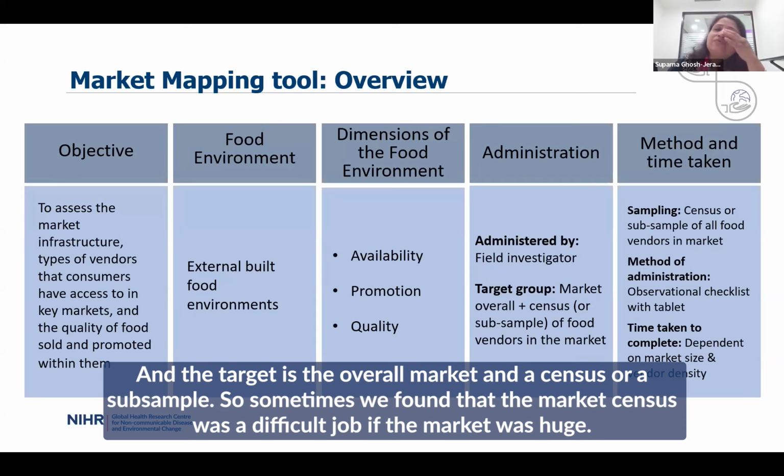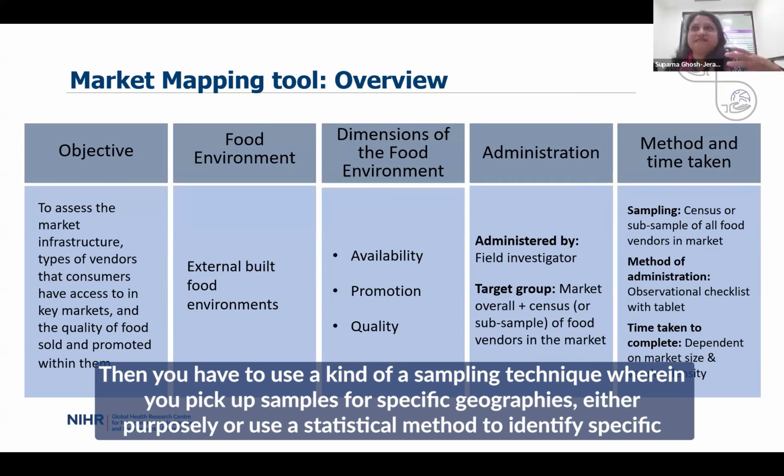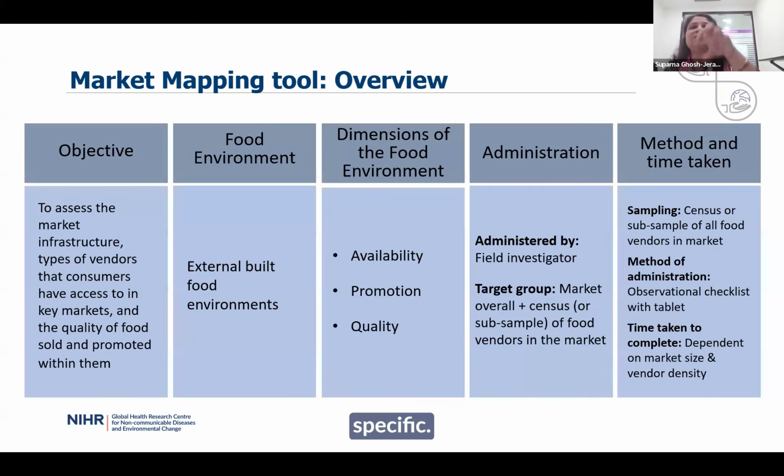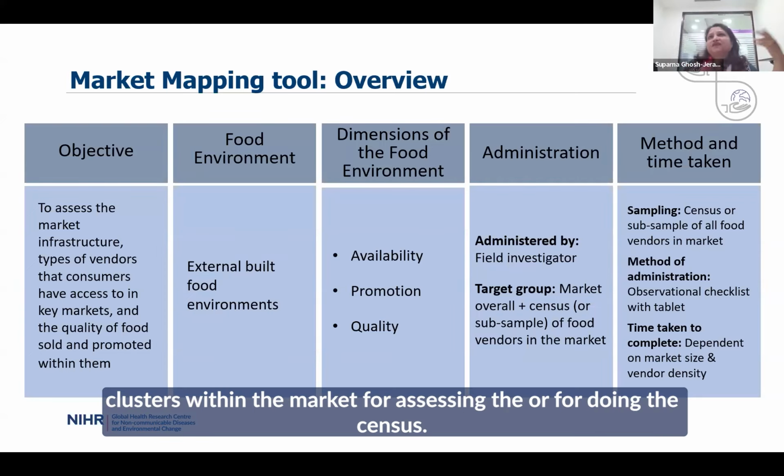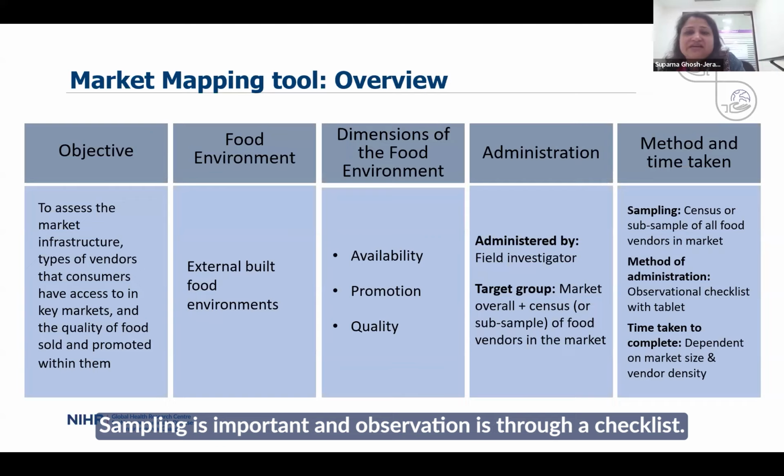So sometimes we found that the market census was a difficult job if the market was huge. Then you have to use a sampling technique wherein you pick up samples or specific geographies either purposively or use a statistical method to identify specific clusters within the market for doing the census. Sampling is important and observation is through a checklist.